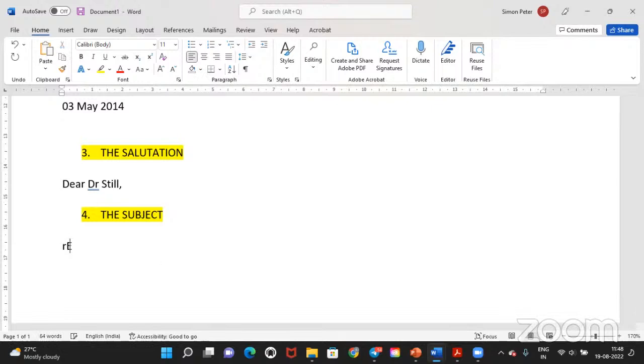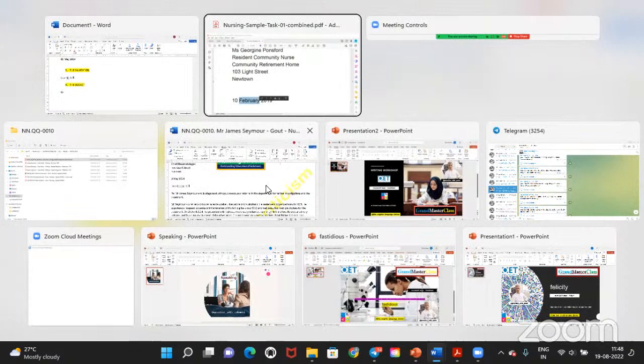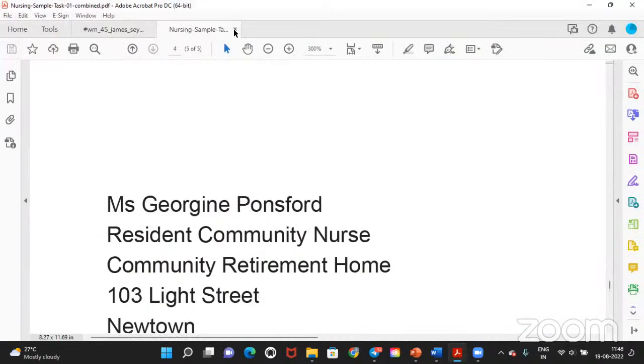So be very careful, no space here. Many people leave space this side. This is wrong. See, even the computer is showing it wrong, underlined. So that's it. Regarding, space. Regarding, what's the name of the person? The name of the person is here.